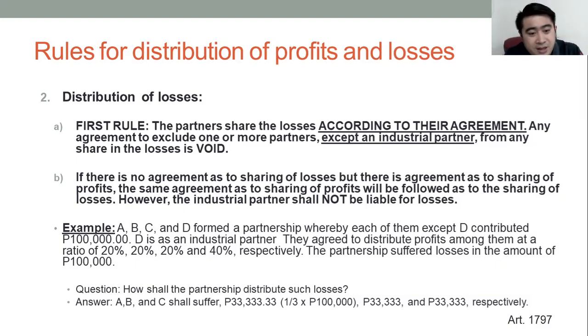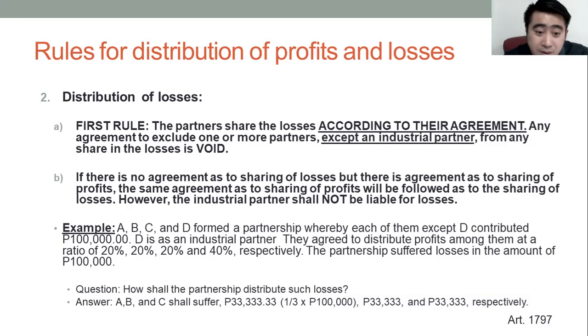Example, A, B, C, and D formed a partnership whereby each of them except D contributed 100,000 pesos. D is an industrial partner. They agreed to distribute profits among them at a ratio of 20%, 20%, 20%, and 40% respectively. The partnership suffered losses in the amount of 100,000 pesos. All right? So paano yung distribution nito?